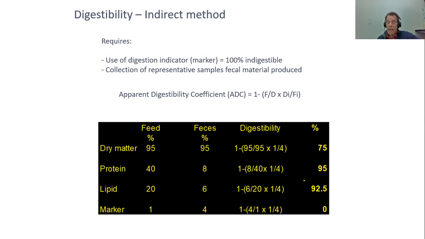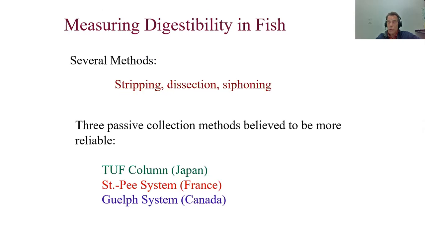So this technique has been the most widely used in aquaculture nutrition, but also in poultry and swine nutrition, to measure digestibility. Now you have to collect fecal material, and that can be quite challenging. There are several approaches to collect fecal material: stripping, dissection, and siphoning, quite widely used in many labs. In Atlantic salmon, stripping is quite widely used in Norway and other places like this.